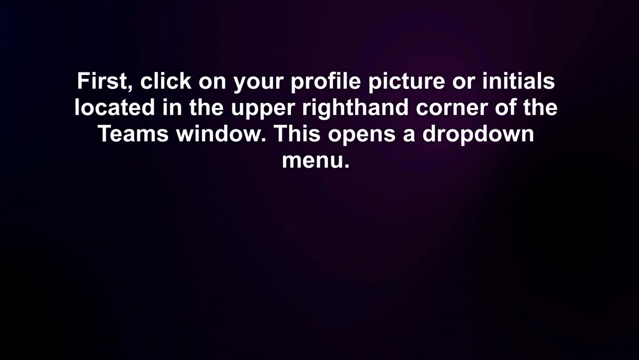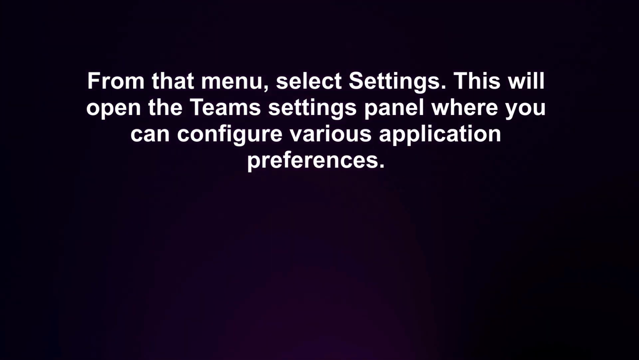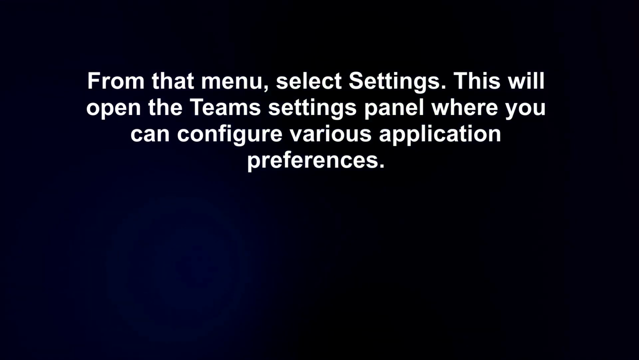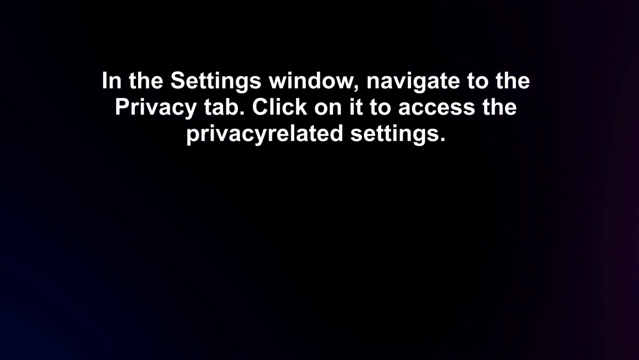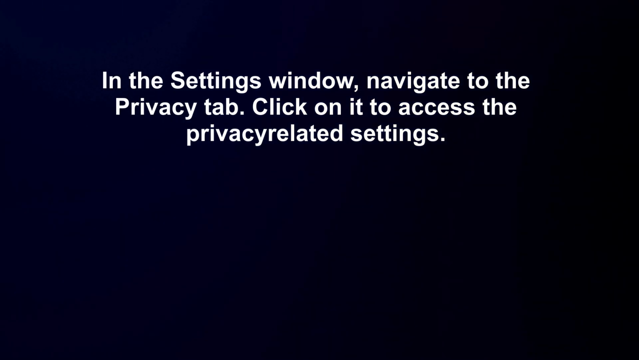This opens a drop-down menu. From that menu, select Settings. This will open the Teams Settings panel where you can configure various application preferences. In the Settings window, navigate to the Privacy tab. Click on it to access the privacy-related settings.